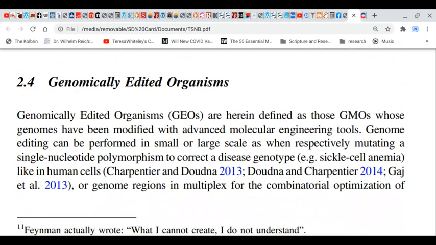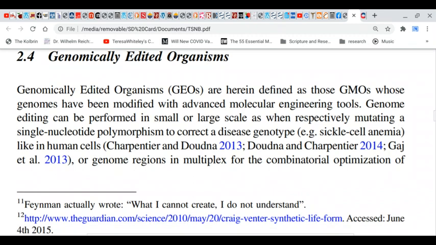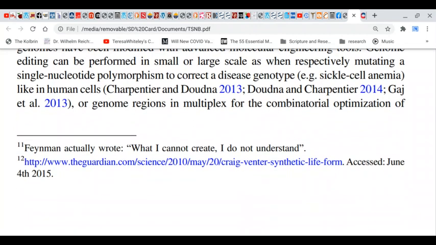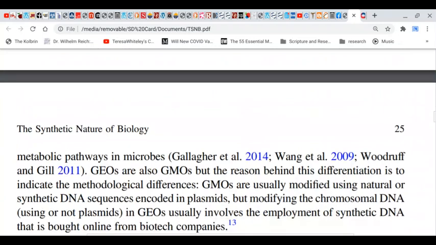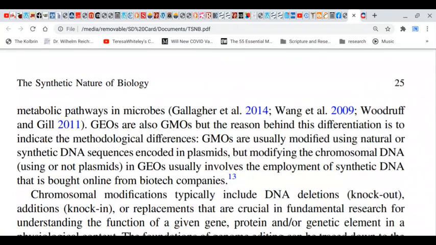Genomically edited organisms, or GEOs, are defined here as those GMOs whose genomes have been modified with advanced molecular engineering tools. Genome editing can be performed on a small or large scale, as when respectively mutating a single nucleotide polymorphism to correct a disease genotype, like in human cells for sickle cell anemia, or editing genome regions in multiplex for the combinatorial optimization of metabolic pathways in microbes.